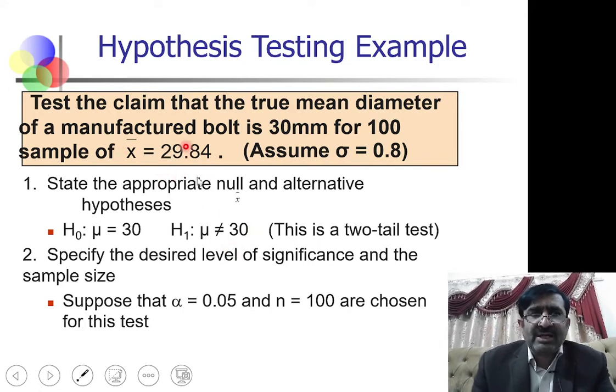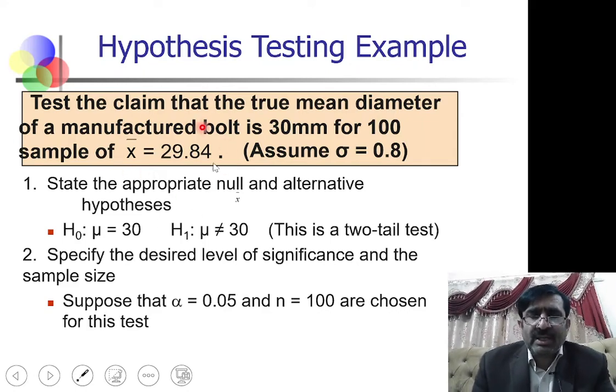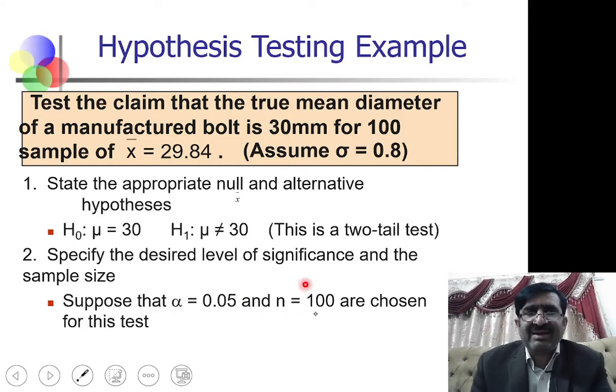Now we want to check whether this value 29.84 falls in the confidence interval with 95% accuracy or not. Now it is your choice. We consider here that alpha is 0.05 and here the total n is 100.